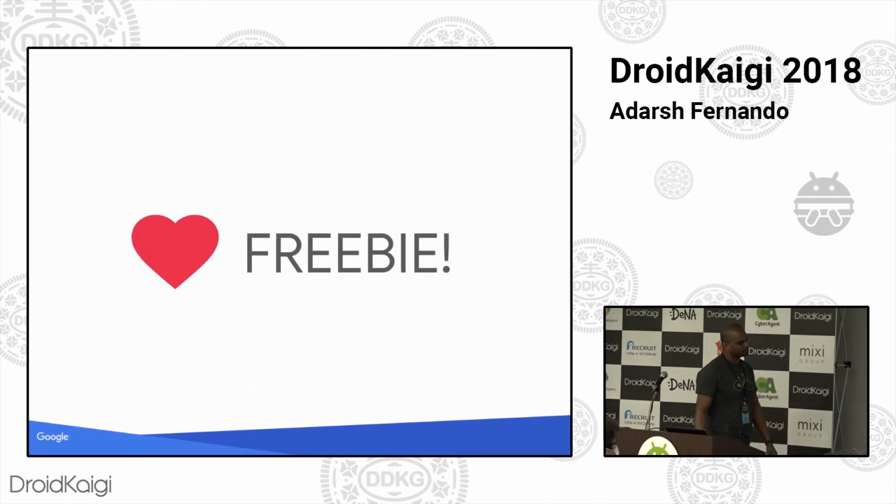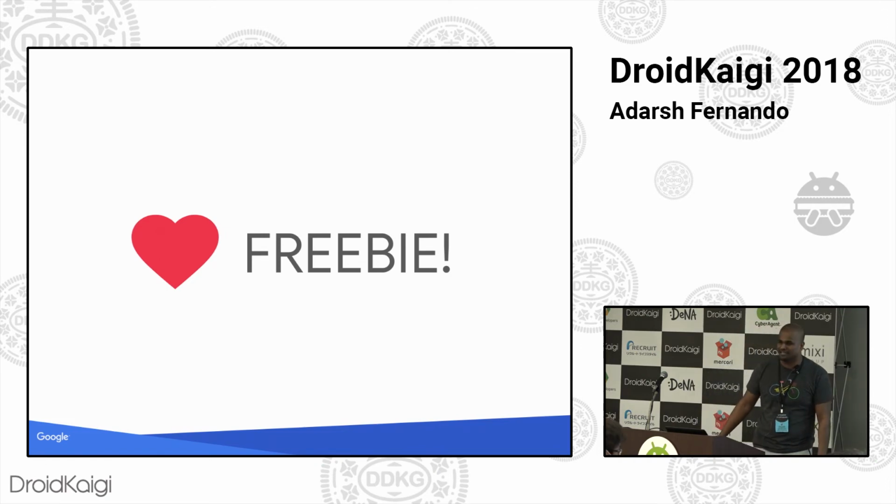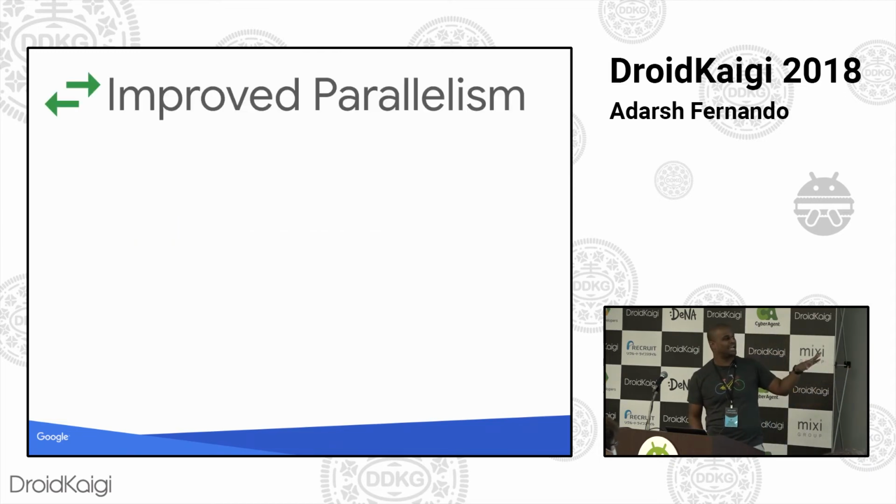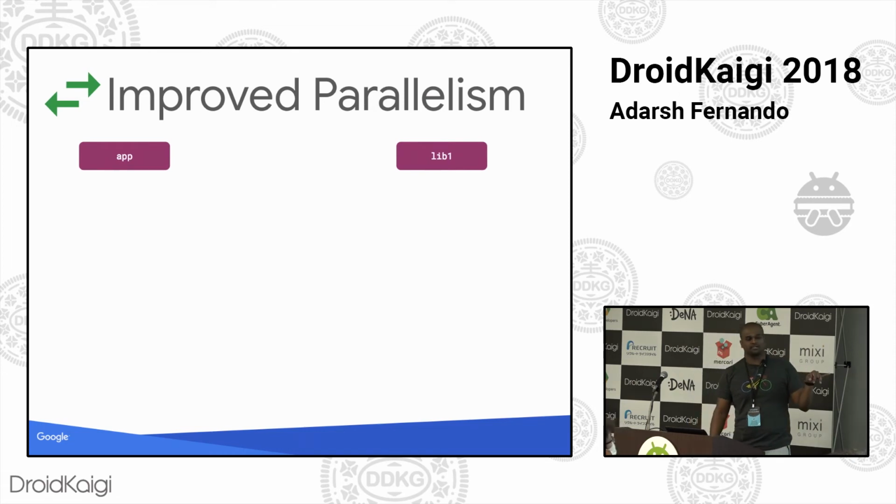Yeah, okay, great. Okay, that was so much hard work, so we decided to give you a freebie. Here's an optimization you don't have to do anything for other than migrate to 3.0. You don't have to really do anything for it. So, improved parallelism. Let's look at how things used to be. So we have an app module here, and it's going to consume this lib1, right?